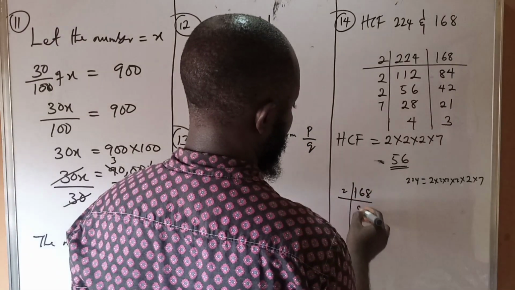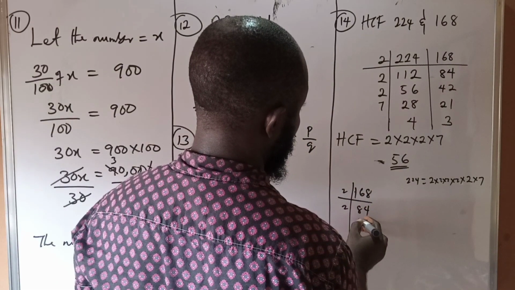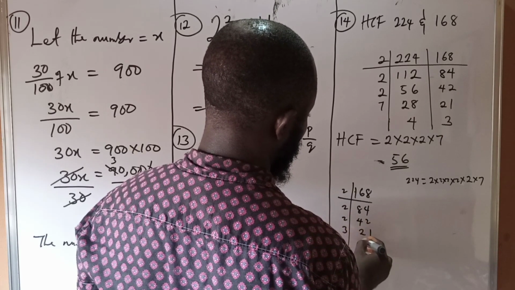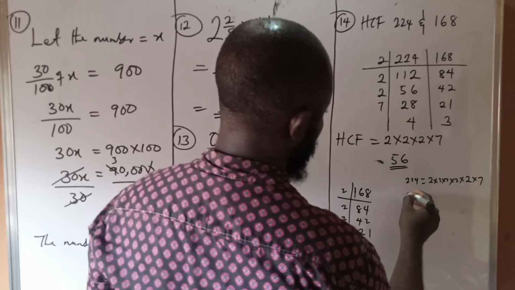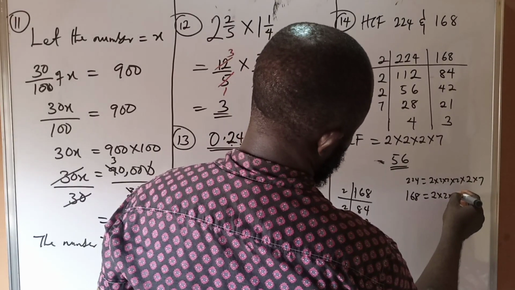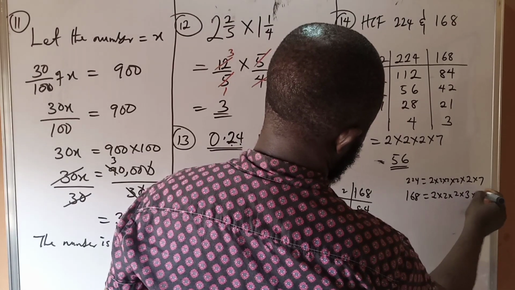168 divided by 2 is 84. 84 divided by 2 is 42. 42 divided by 2 is 21. 21 divided by 3 is 7, and 7 divided by 7 is 1. So 168 will give us 2 times 2 times 2 times 3 times 7.